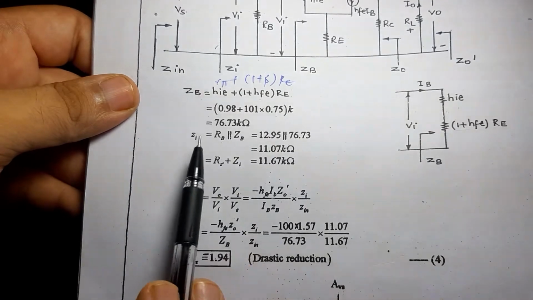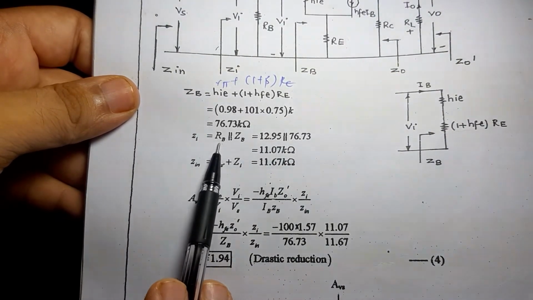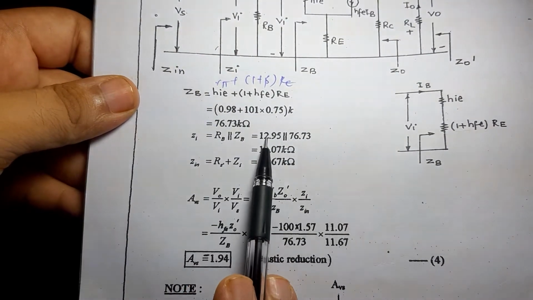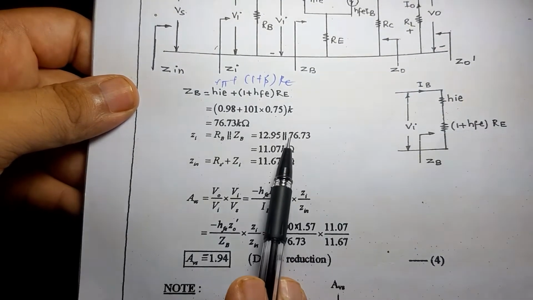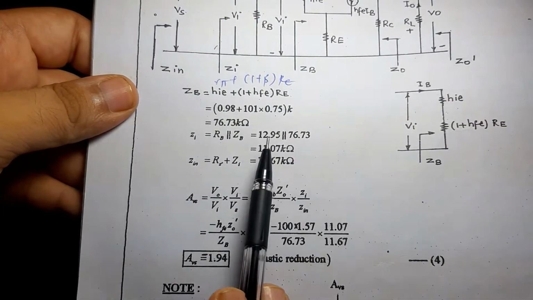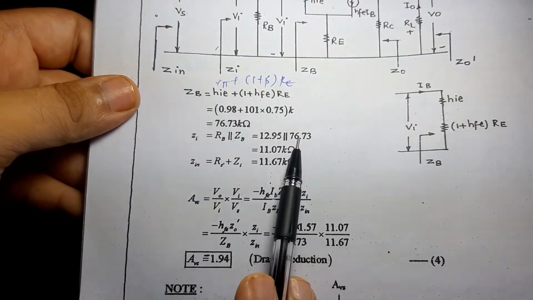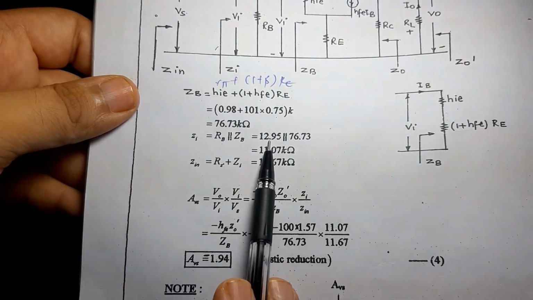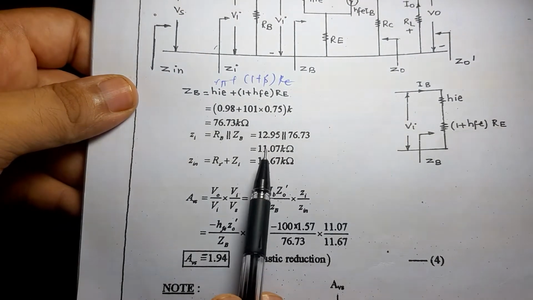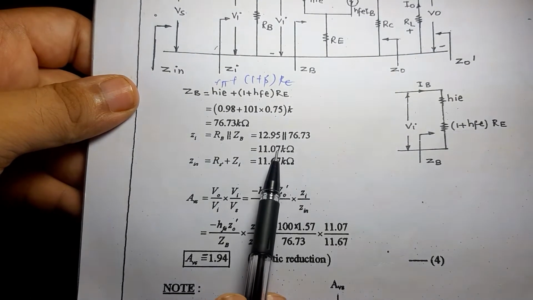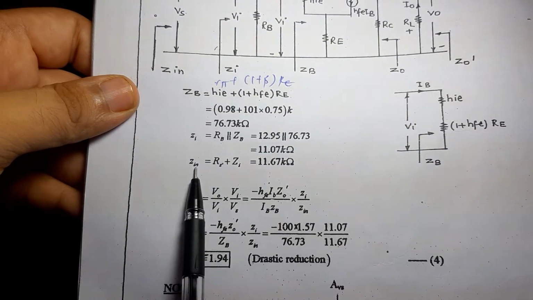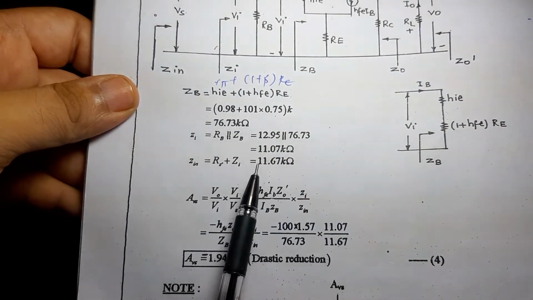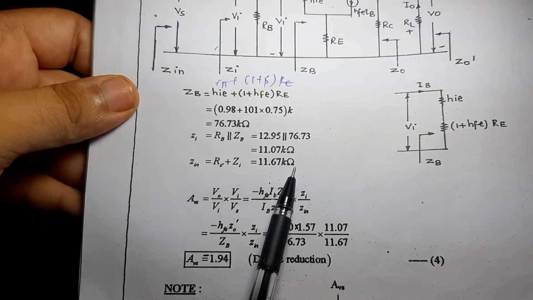76.73 kilo ohms. Now the value of Zi is nothing but RS parallel ZB, which is equal to 12.95 parallel 76.73. The value will be smaller than the smallest. Since here the smaller number is 12.95, the resultant will be lesser than that. The resultant is of course 11.07 kilo ohms. Zin is given as RS plus Zi, which is equal to 11.67 kilo ohms.